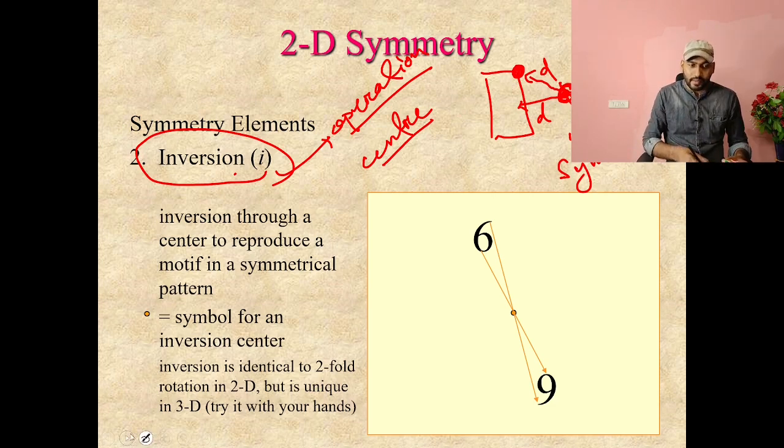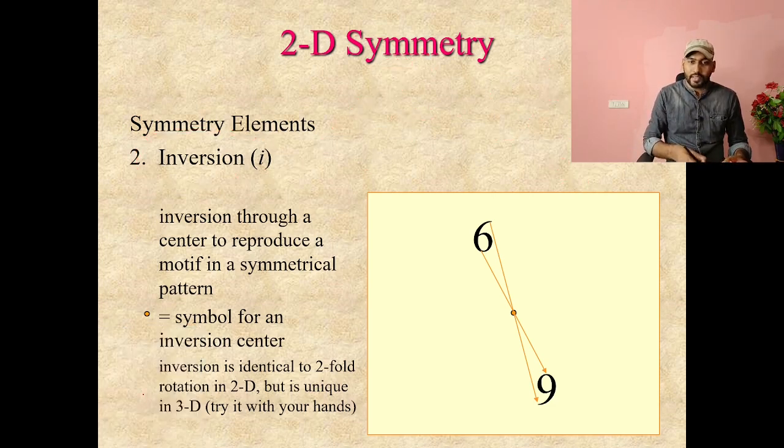So what happens in center of symmetry? It is basically inverting the structure. How? This is the example. Here you can see the digit 6. This 6, if it is inverted through the center, will become 9. The 6 becomes 9 after inversion.